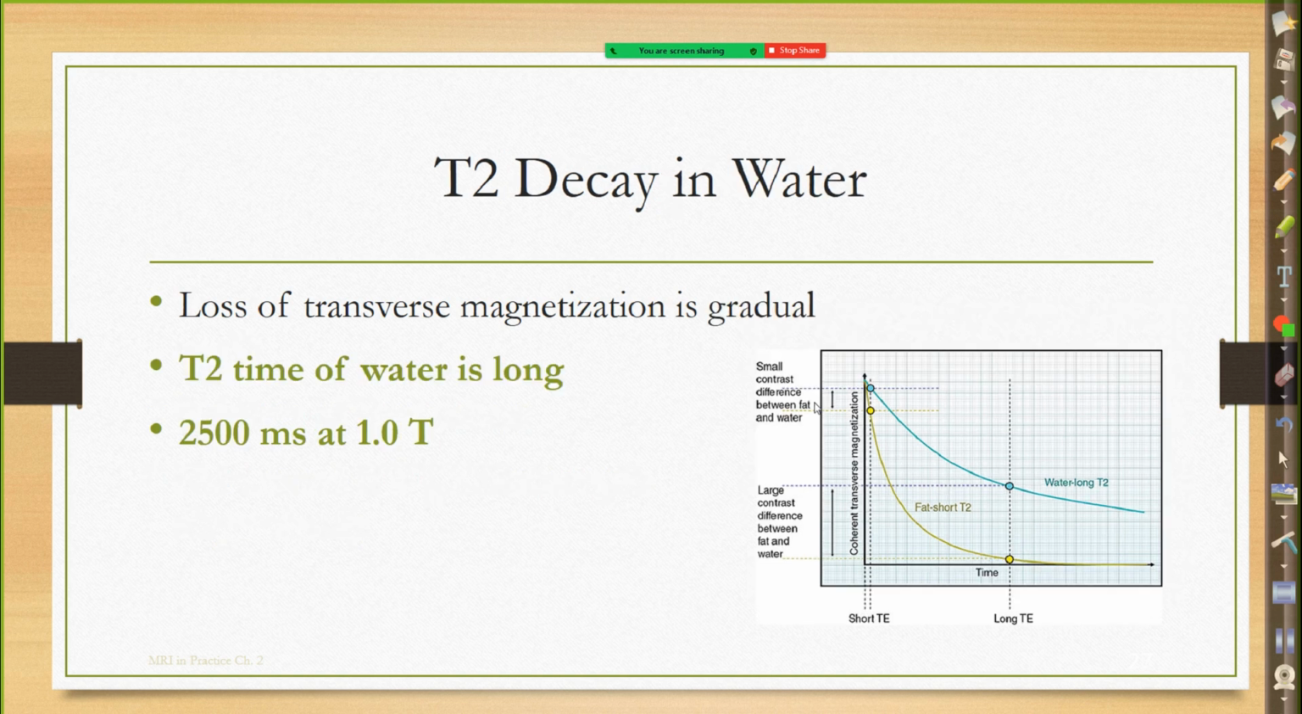As opposed to water, it's not going to interact with its neighboring spins as likely, so it takes longer to get to that 37% threshold, and the time is about 2,500 milliseconds. So about the same time as its recovery. But you can see how we're starting to get the contrast between these two tissues, not only on a T1 chart, but on a T2 decay chart.